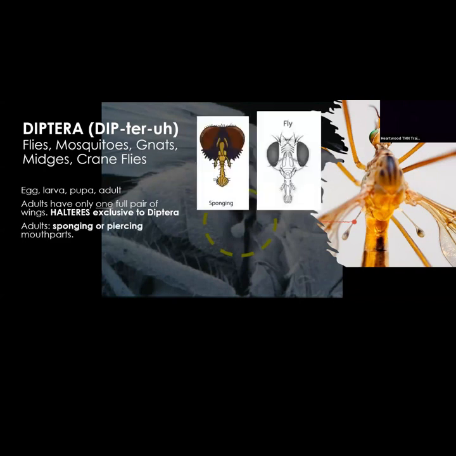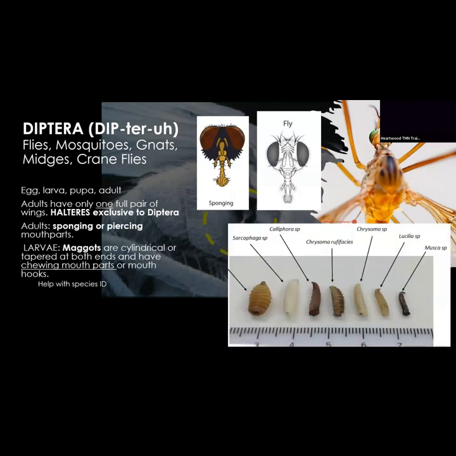They have sponging and piercing mouth parts. So sometimes they'll poke you, they'll lap up blood, or sometimes they just sponge around. They have some pretty intense mouth parts that serve a purpose because they're very good at decomposing. Maggots. You can identify fly species based on the shape of a maggot.